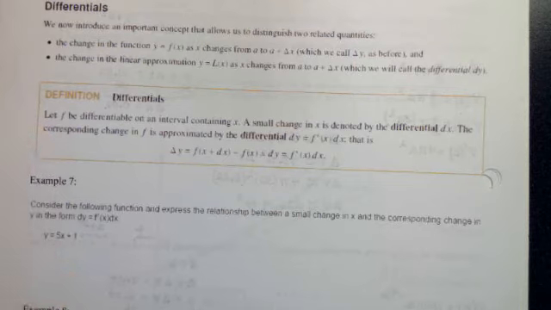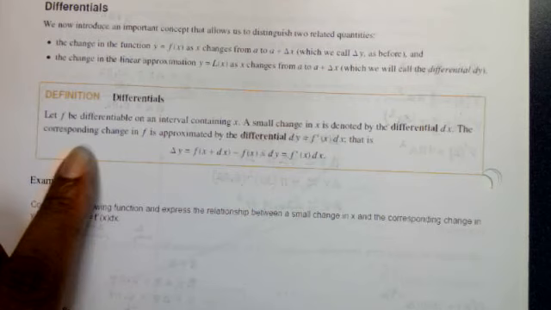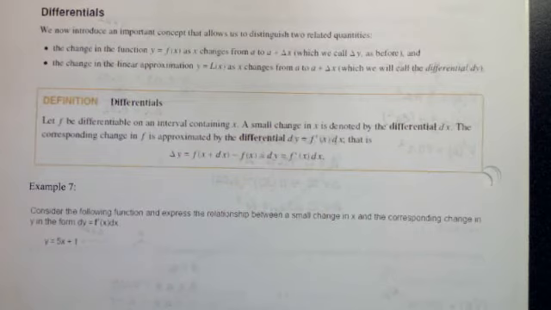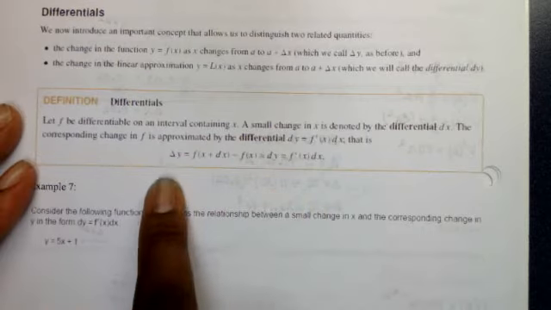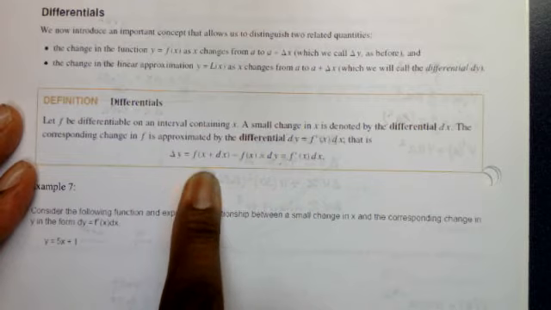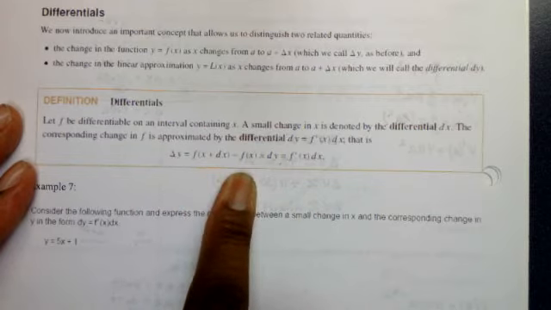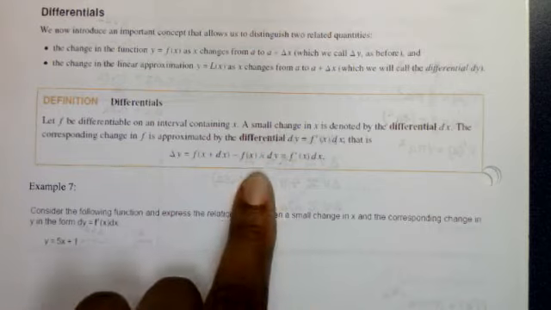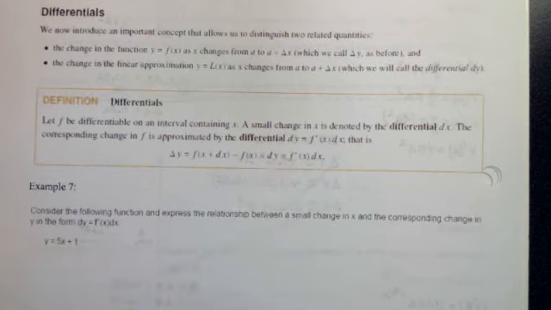Here we're going to let f be differentiable on the interval containing x. A small change in x is denoted by the differential dx, and the corresponding change in f is approximated by the differential dy equaling f prime of x times dx. That is, if we have the change in y equaling f of x plus dx minus f of x, that's going to be approximately dy equaling f prime of x dx. So basically, you just have to take the derivative of your f of x function and use this notation, dy equaling f prime of x times dx.